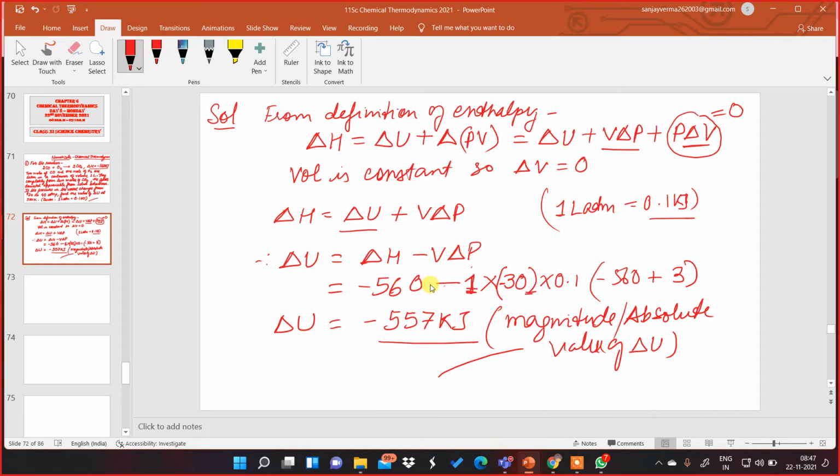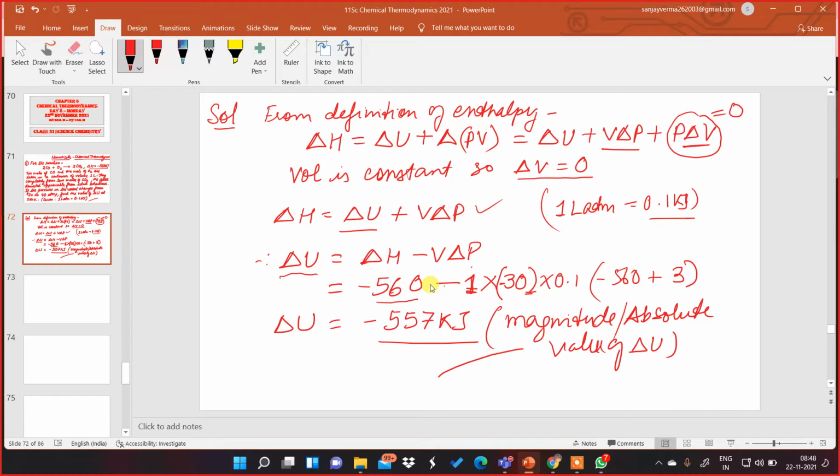Your volume is constant. That is why P delta V. This delta V 0 means 0 into P will be 0. So that's why we are writing delta V is 0. And then from the definition of enthalpy, after delta V is 0, we put the values over here, make delta U the substitute of the formula. And volume is 1 liter. And this delta P is in atmosphere. So we convert that liters atmosphere into kilojoules, because this 560 is in kilojoules.